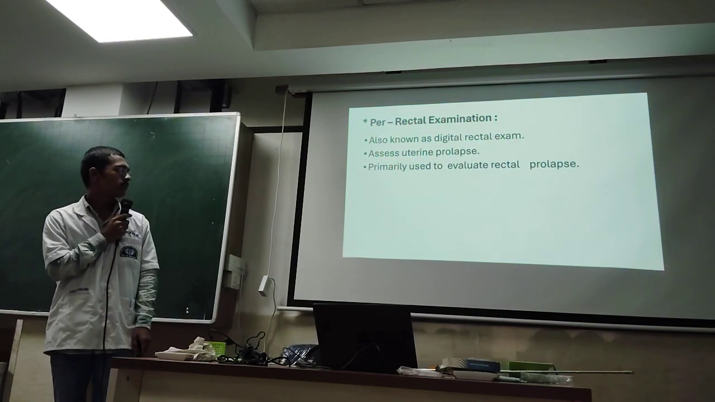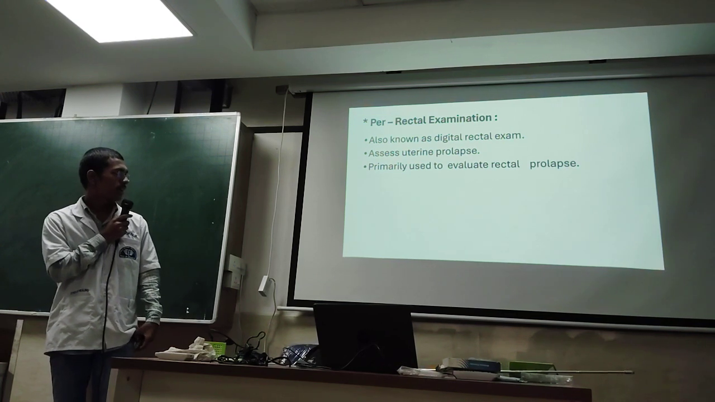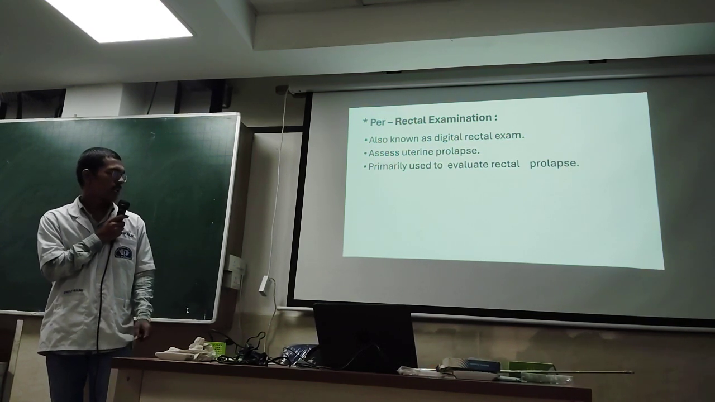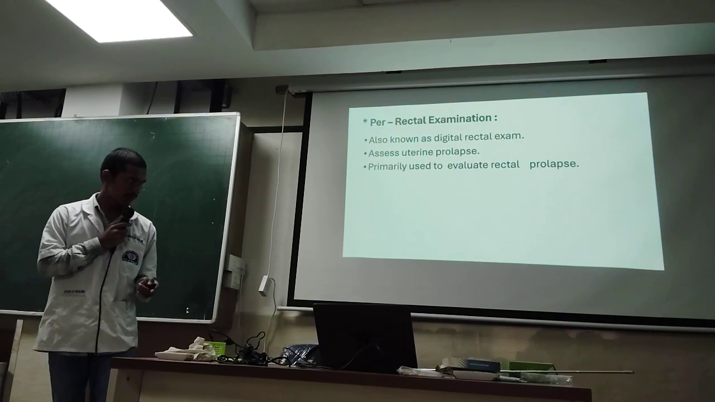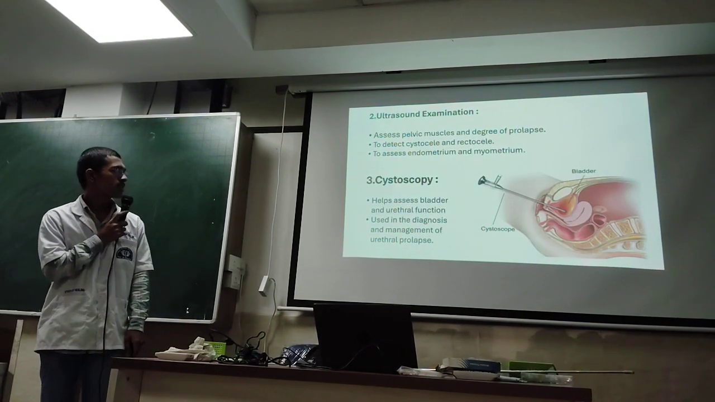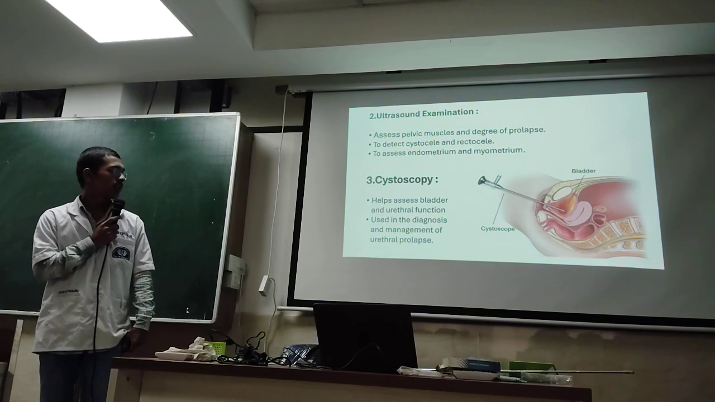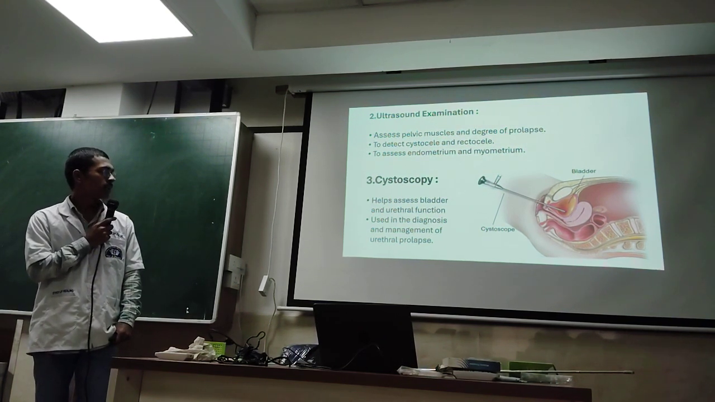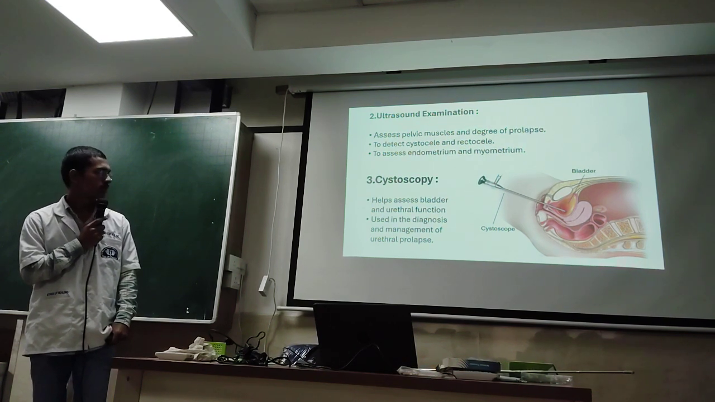Per rectal examination, which is also known as digital rectal exam, helps to assess uterine prolapse, but it is primarily used to evaluate the rectal prolapse. Now let's see the ultrasound examination, which helps in the assessment of pelvic muscles and the degree of prolapse, and also helps to assess the endometrium and myometrium. It helps to detect the cystocele and rectocele.